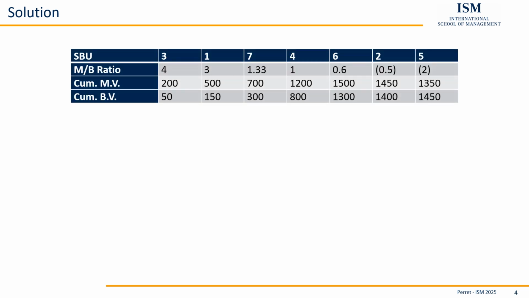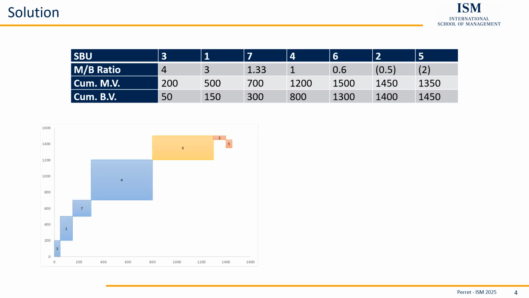So I copied the table from before. That's how it would look like graphically. How do I get to this graphic? Well, on the x-axis, I'm going to represent the cumulated book values, and on the y-axis, the cumulated market values. Starting with 0, 0. For the 3, I go from 0 to 250.